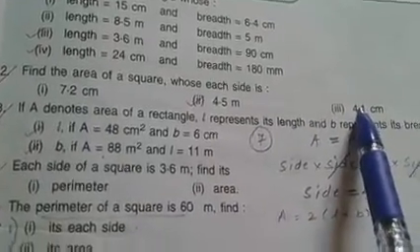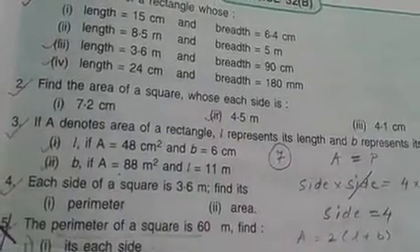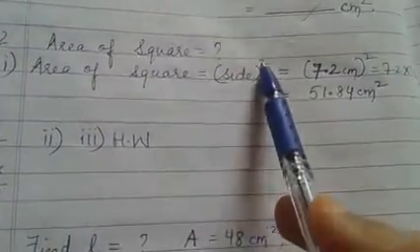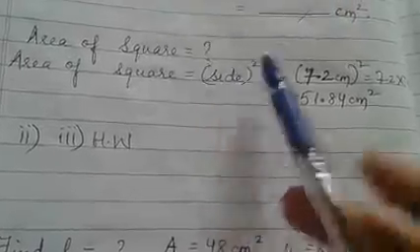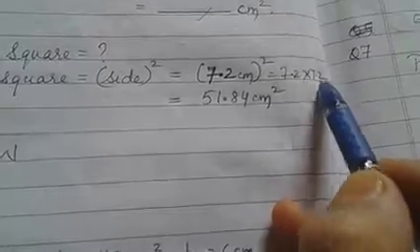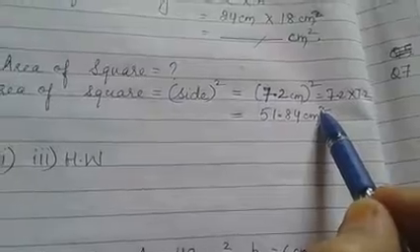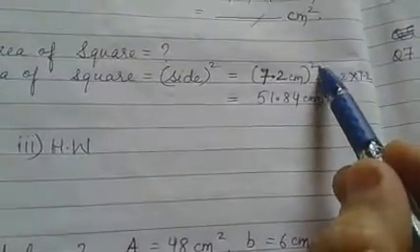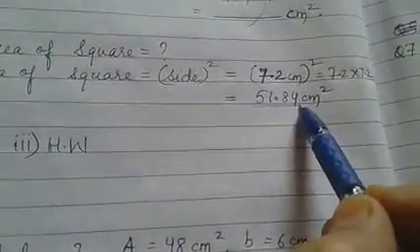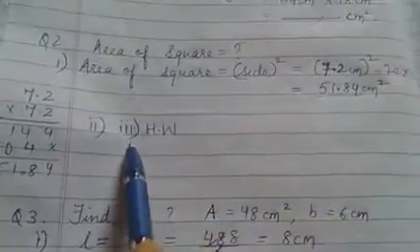So here there is no problem of conversion. So question number 1 I am showing, second and third are homework. Okay. So area of square is equal to side square. Side square means side multiplied by side. So 7.2 centimeter square, taken 2 times means 7.2 multiplied by 7.2. After multiplying, the answer is 51.84 centimeter square. Second and third are homework.